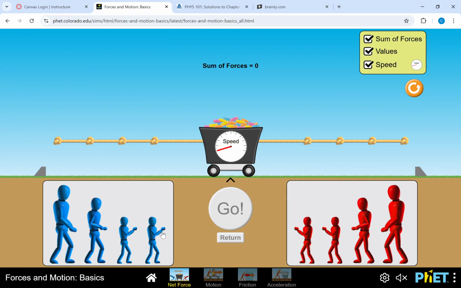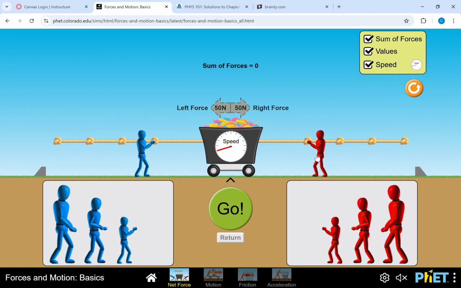The simulation allows us to play through 4 different scenarios. In the first scenario, if we make the forces on both sides of the cart 50 newtons, we can see that the sum of forces is balanced. Therefore, the acceleration is 0 and there is no movement in either direction.